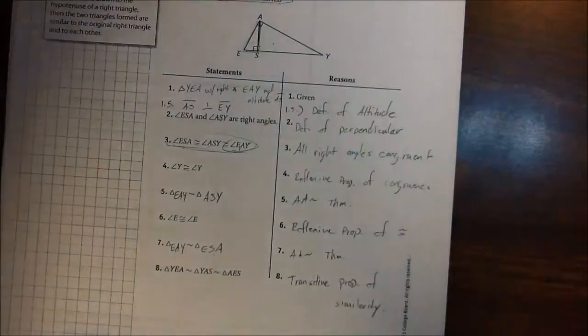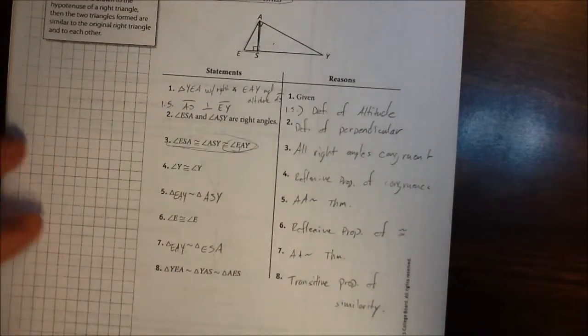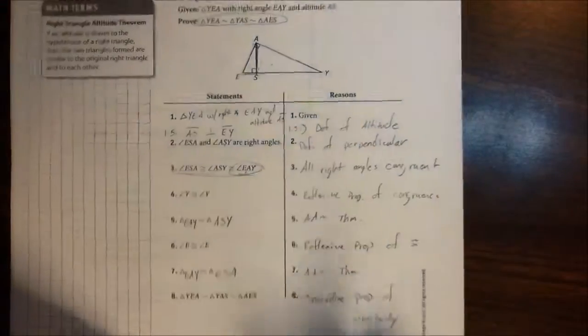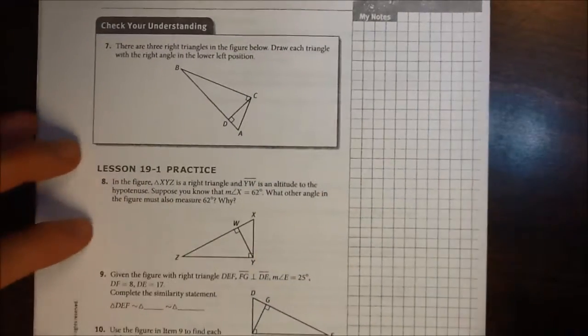So there you have it. There's that proof. You're looking for congruent right angles, angles that these triangles share, and then using the angle-angle similarity theorem and then the transitive property. Pretty easy proof. On the next page, you've got your homework.